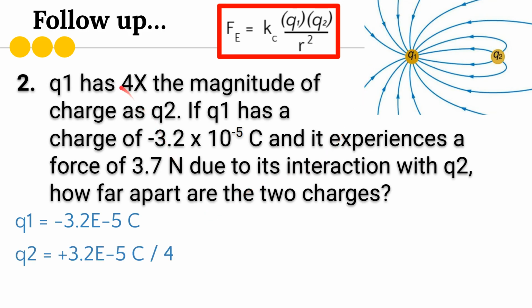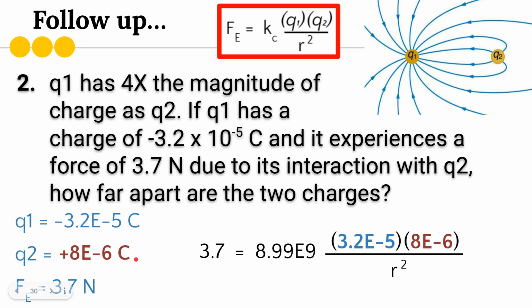Okay, because it says Q1 is 4 times, so Q2 is 1/4 as much. It is an opposite sign, so I went ahead and included that too. But I will need to divide that by 4 before I actually solve. The other number I know is my electric force, 3.7 newtons. All right, so again, I had to divide by 4 first, but when I go to plug in to my formula, you'll notice I did not bring the negative sign with me.